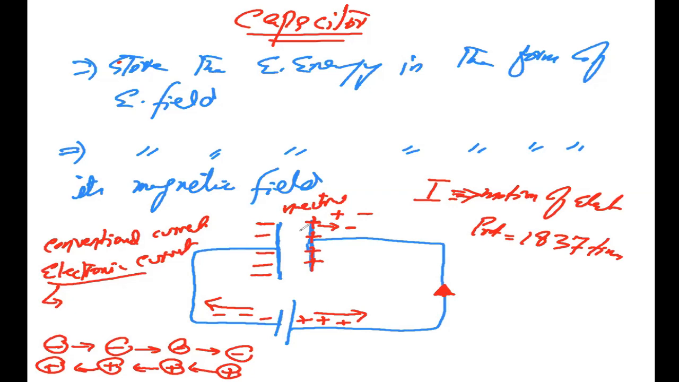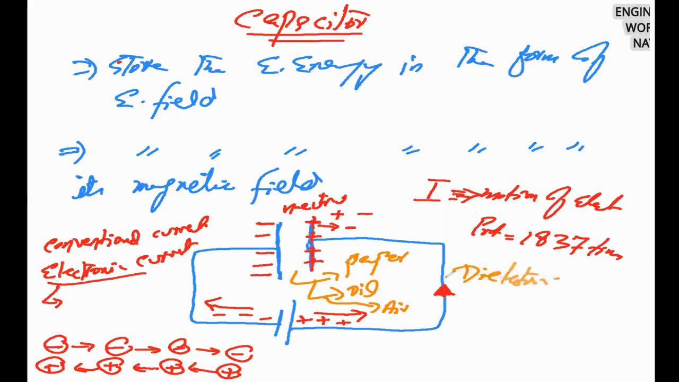Here we will use an insulating medium, and that medium can be anything. You can use paper as an insulator medium, you can use oil as an insulating medium, you can use air as an insulating medium. All these have different dielectric strength, and using an insulator medium over here is known as the dielectric. So all these will have different dielectric strength.